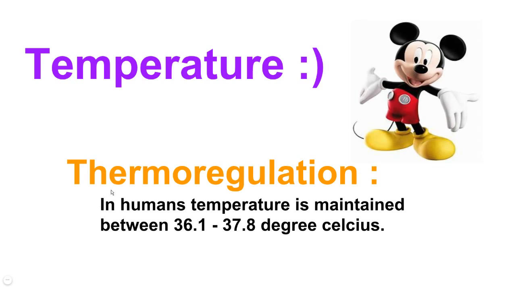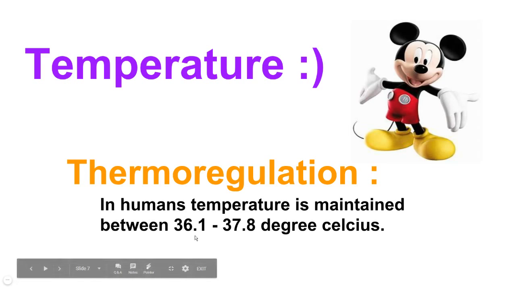Now, the third process by which homeostasis is achieved is known as thermoregulation. Students, maintenance of internal temperature within a tolerable range is designated as thermoregulation. In humans, the temperature is maintained between 36.1 to 37.8 degrees Celsius.